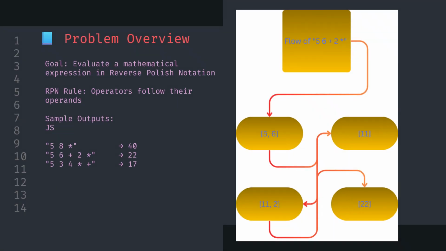So what exactly is it? Reverse Polish notation. It is the format where the operator comes after the numbers. So instead of writing 5 plus 6, you write 5 6 plus. This removes the need for brackets and makes parsing super straightforward with a stack. Our job is to evaluate these expressions correctly, no matter how long or complex they get.